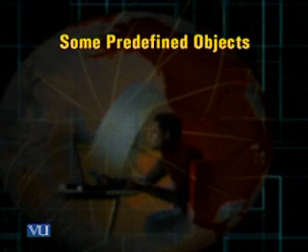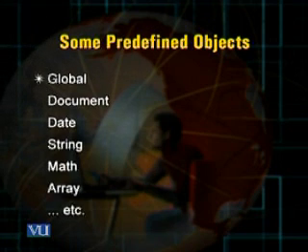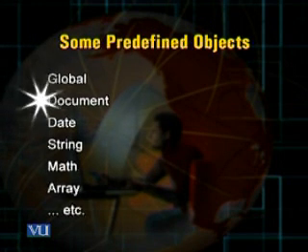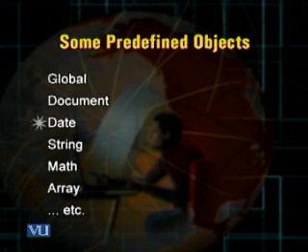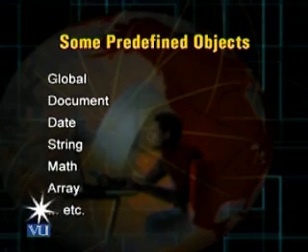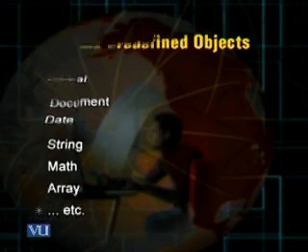I told you that there are certain predefined objects, and each such object has its own properties and its functions. So you are familiar with the global object, and there is the document object, date object, string object, math object, array object, etc. These are all predefined objects. Let's have a look at the example that relates to the math object, and we'll be able to see what are the various properties and functions regarding this predefined object.